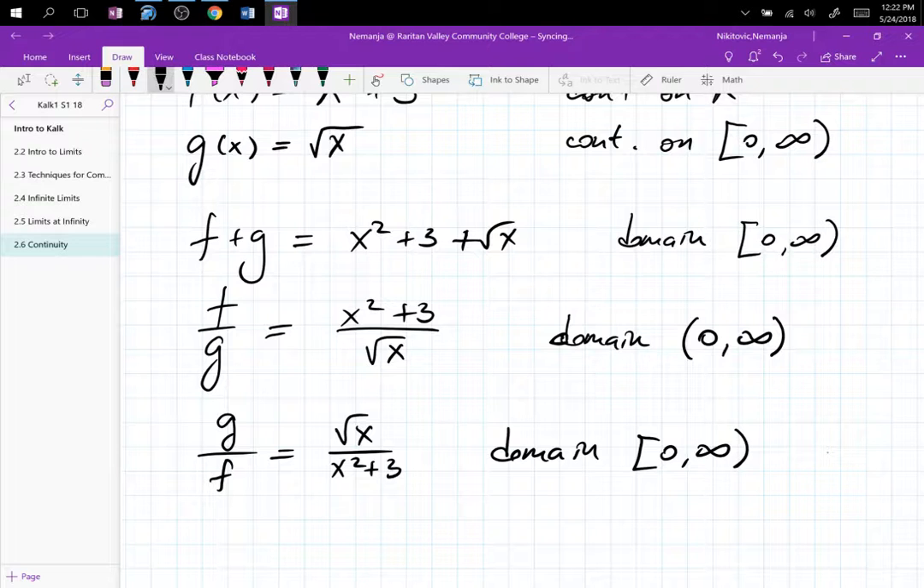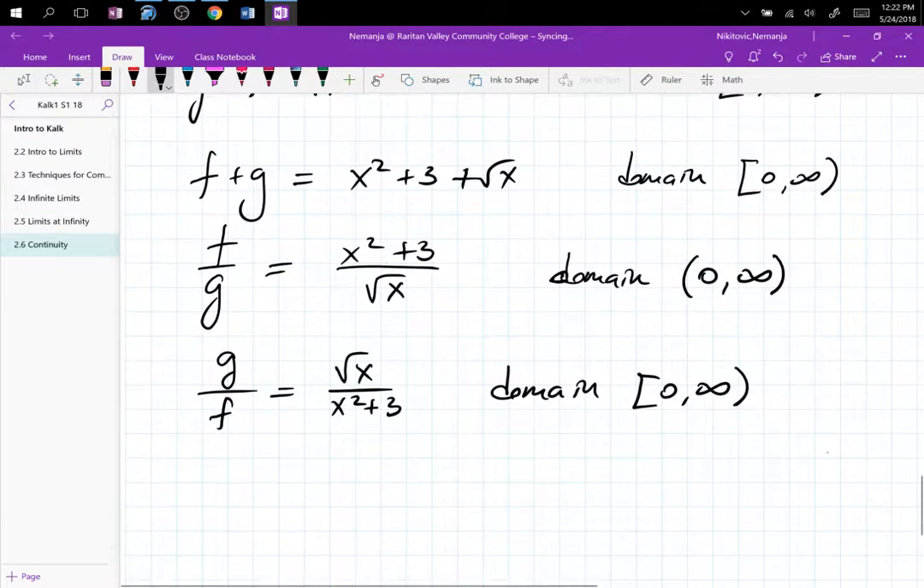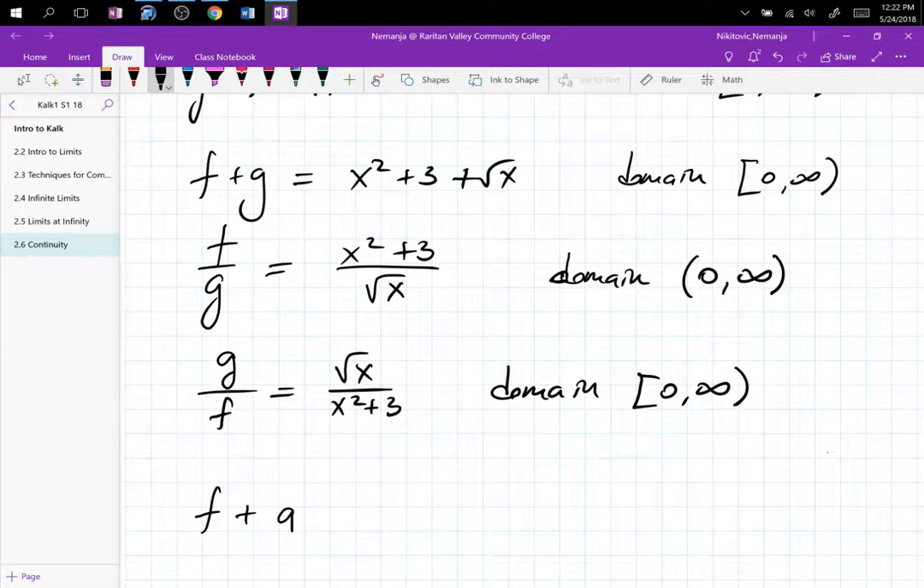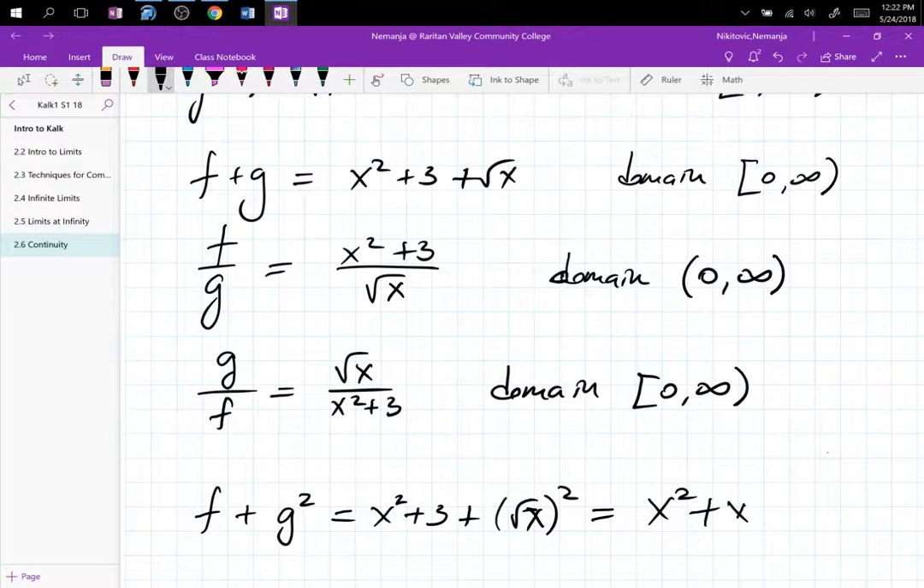Also, there is a way to get rid of this restricted domain. How about we just say, all right, let's do f plus g squared, right? That would actually kill the square root, and then the domain becomes all real numbers. So in that case, we have x squared plus 3 plus square root of x squared. And this is just x squared plus x plus 3, which is a polynomial whose domain is all real numbers.